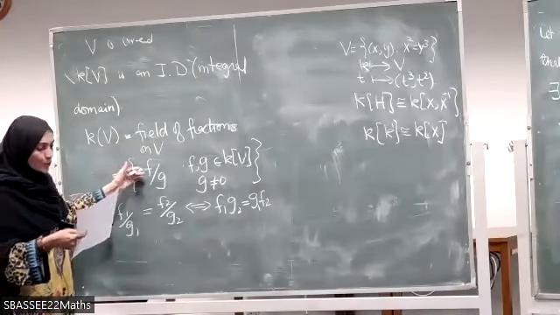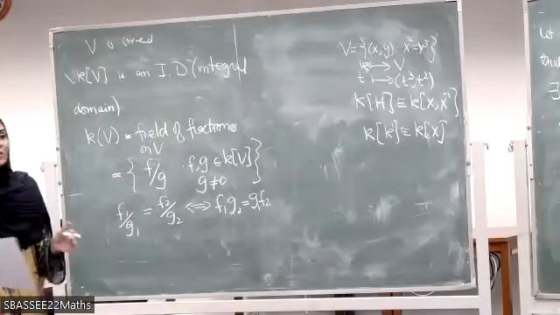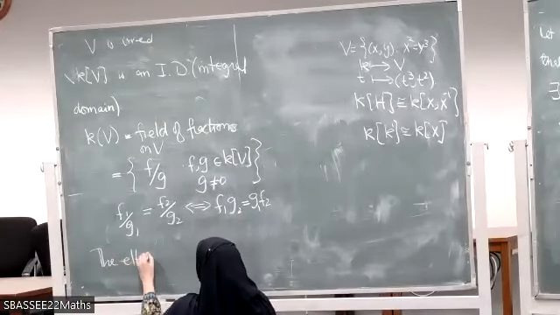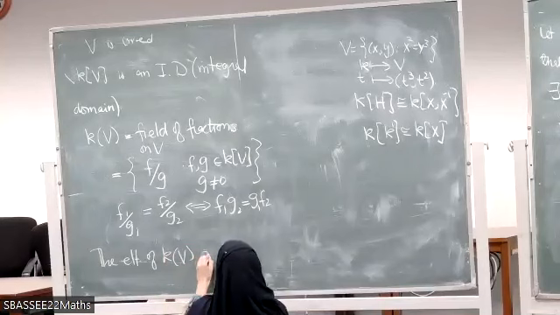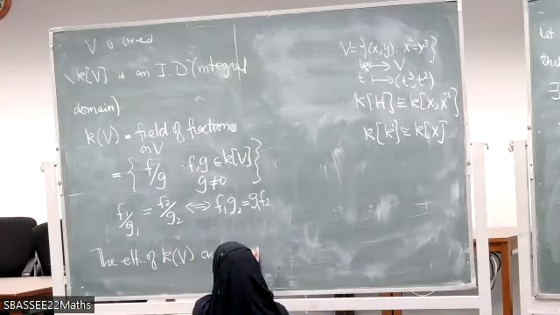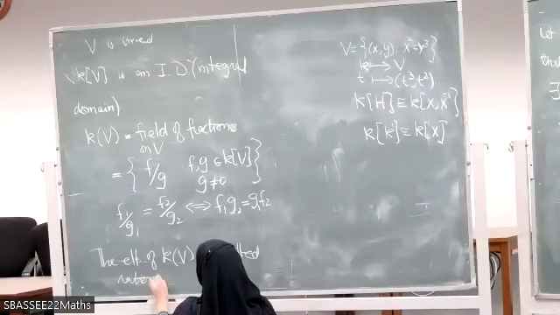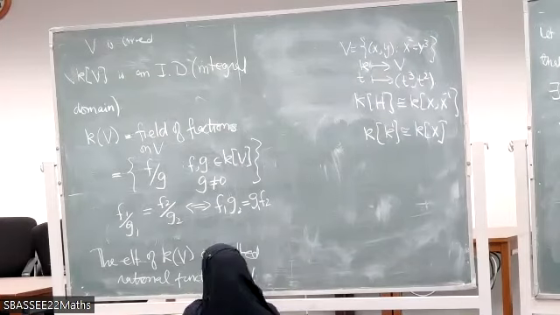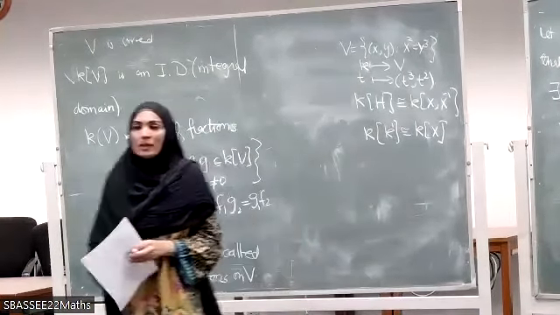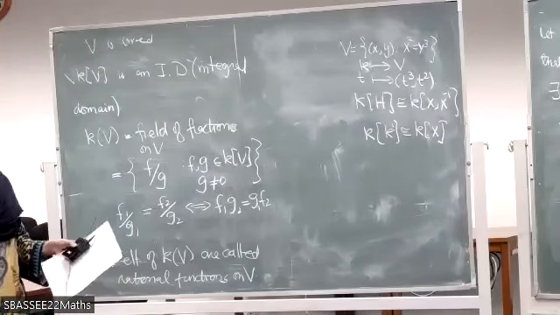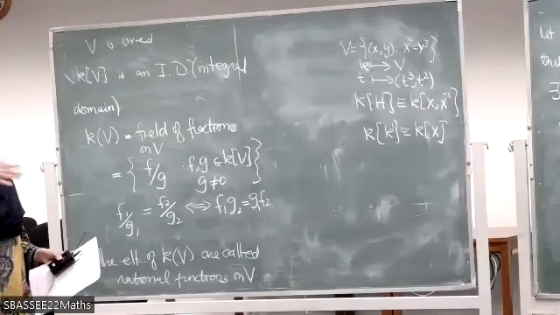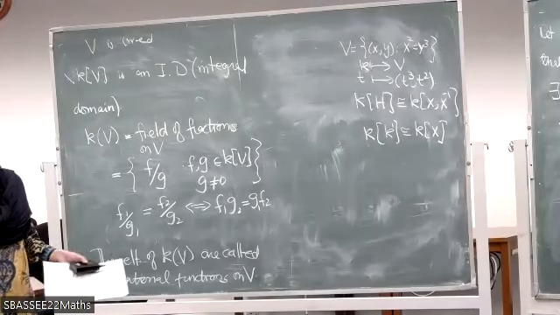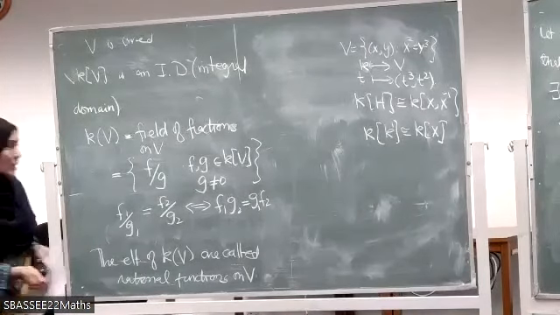And that's why we call these elements rational functions on V. So the elements of K of V are called rational functions on V. What is a rational function? It's just a usual function which is described as a ratio, as a fraction. You have two polynomials such that the function can be written as f over g. That's it. Okay, thank you.